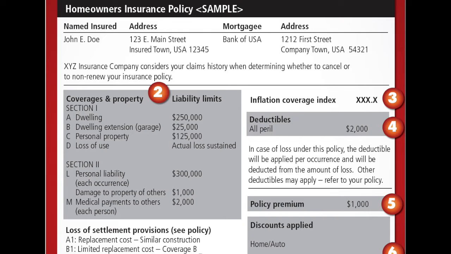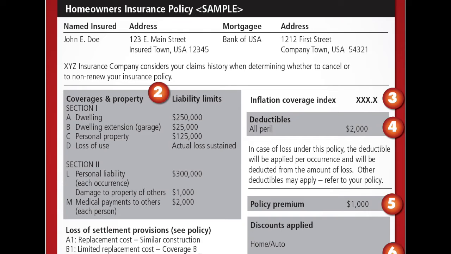So coverage A, also known as dwelling coverage, is coverage for your home. Now, if you have a condo, it may not list it as dwelling, but they'll call it additions and alterations, maybe, the term used on the condo policy, but it's a similar concept. There is no coverage A on a renter's policy because you don't have an interest in the actual building. You're renting it. It's just your contents and yourself that you care about there.